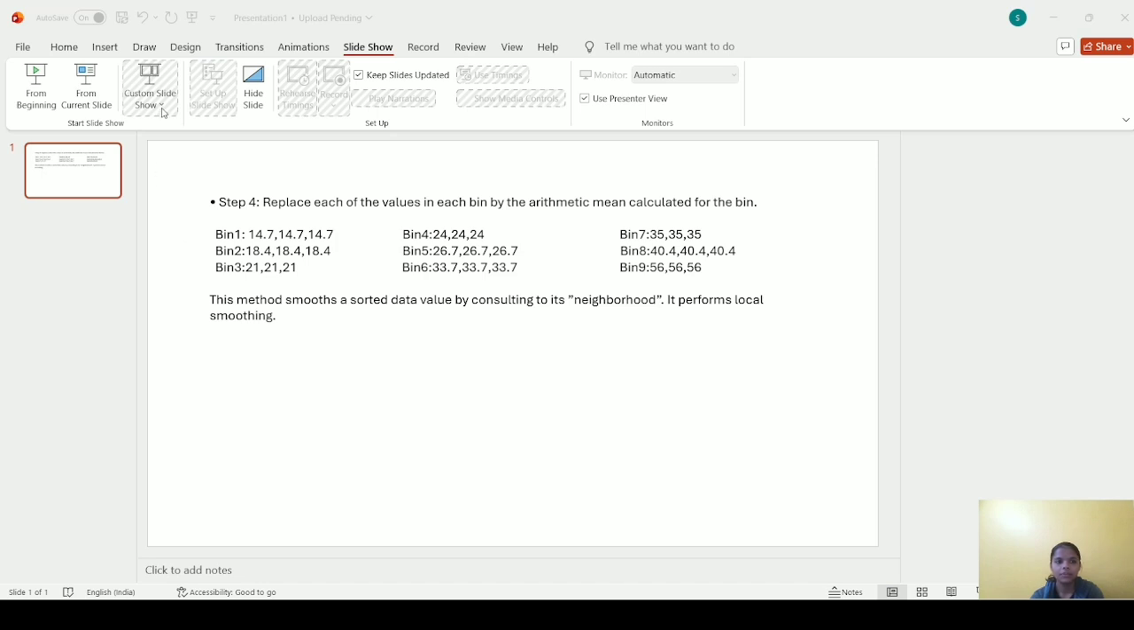Now in step 4 we will replace each value in each bin by the arithmetic mean calculated for the bin. By doing this, we will place the mean of the bin from bin 1 to bin 9. So this method smooths a sorted data value by consulting its neighborhood, and it performs local smoothing.